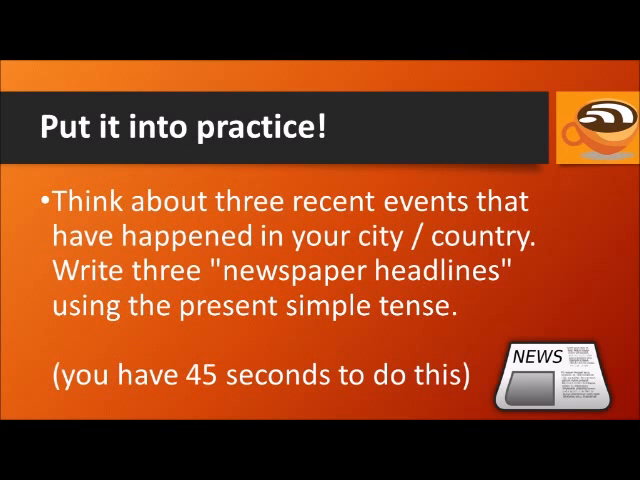Now put it into practice. Think about 3 recent events that have happened in your city or country, and write 3 newspaper headlines using the present simple tense.